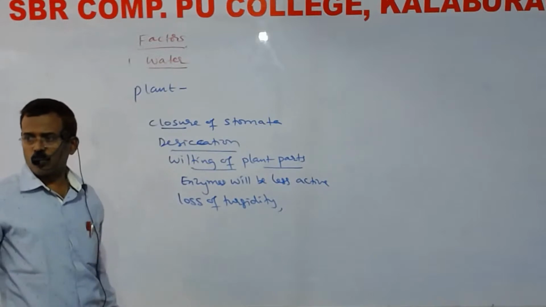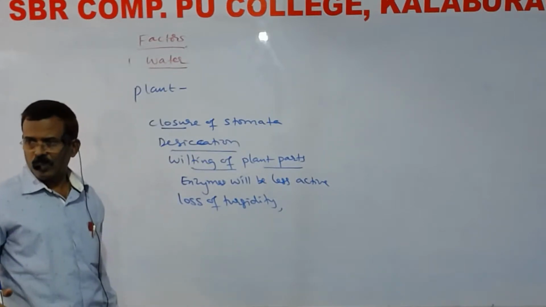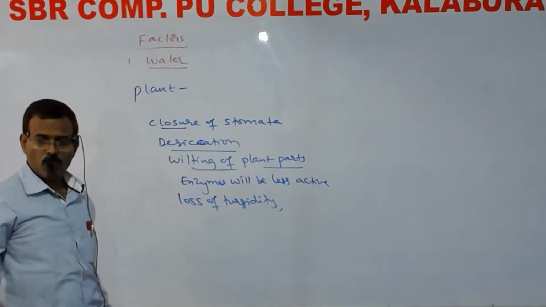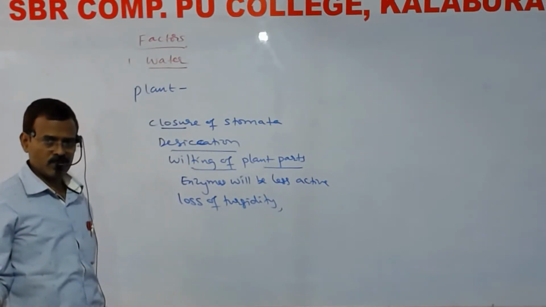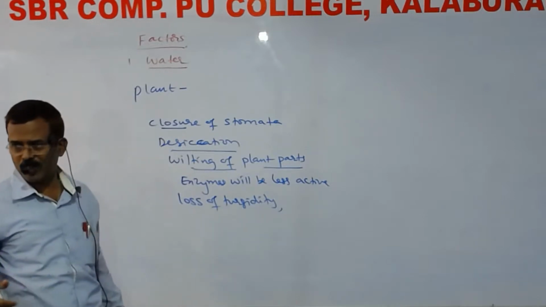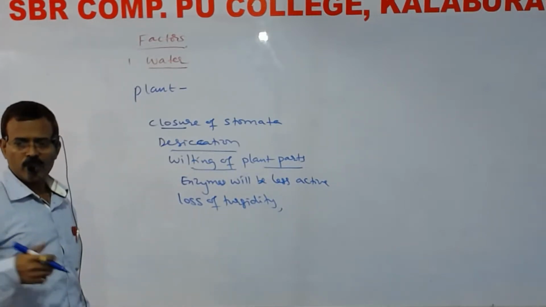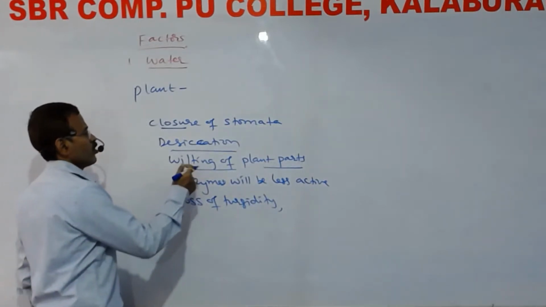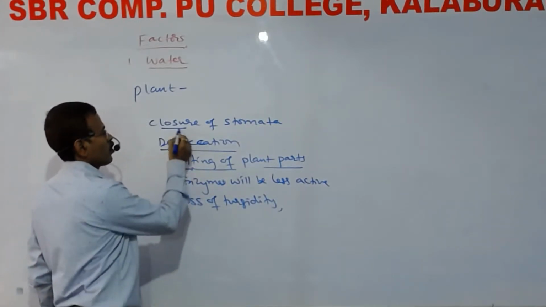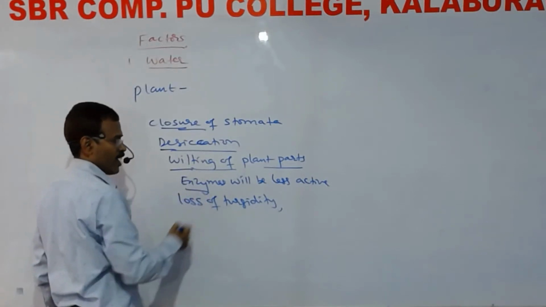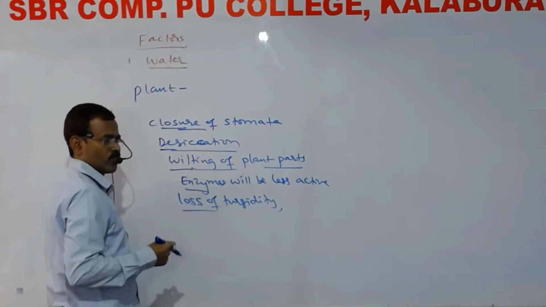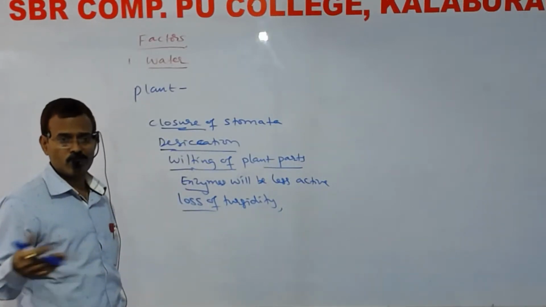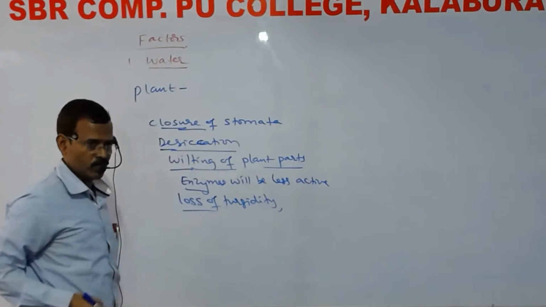Absorption of water by the roots can be reduced. Transportation of water to the aerial parts will be reduced. Water is the raw material of photosynthesis. If it is not transported to the mesophyll cells of the leaves, then the photosynthesis rate decreases, right? So desiccation of plant parts, wilting of plant parts, closure of the stomata, enzymes being less active, loss of turgidity of the cell. These are some of the effects you can see on the rate of photosynthesis because of these reasons.